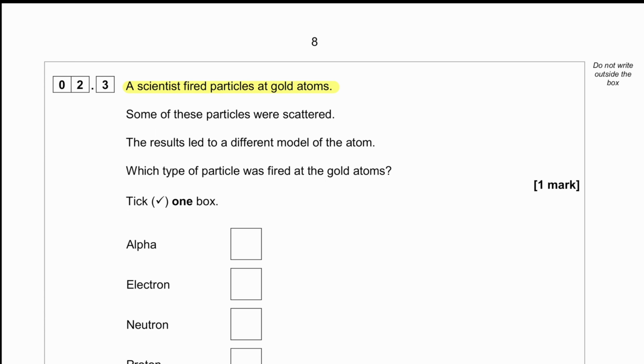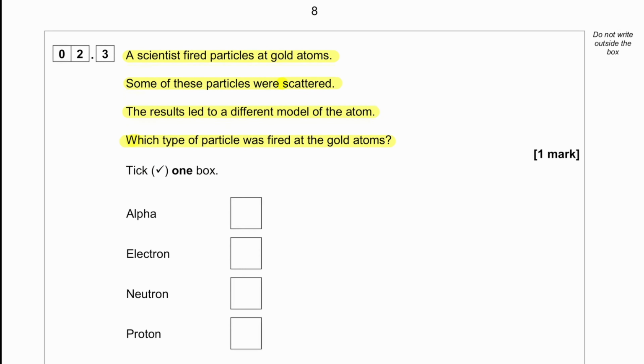A scientist fired particles at gold atoms. Some of these particles were scattered. The results led to a different model of the atom. Which type of particle was fired at the gold atoms? The scientist actually fired alpha particles.